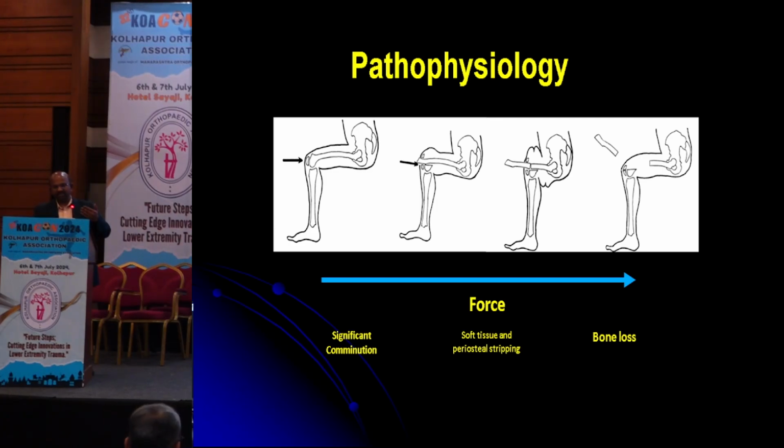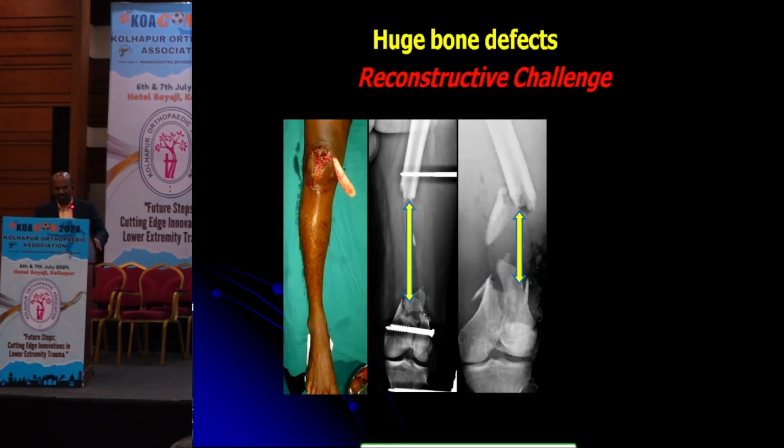Then when the violence continues, another fracture happens at a higher level, and when the violence continues, the whole bone gets ejected out. Here the wounds sometimes can be smaller, but since the violence is more, a multiple level fracture can result in ejection of the fragments and then cause bone loss like this. Whenever we see these kinds of major bone defects, intercalary bone defects, it is a huge challenge to anybody.